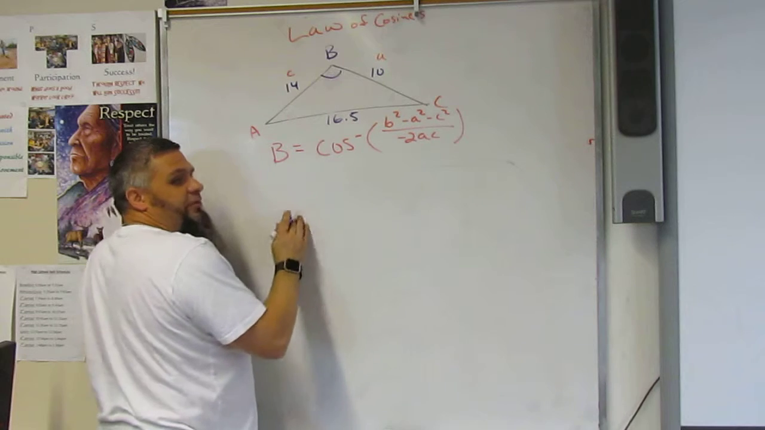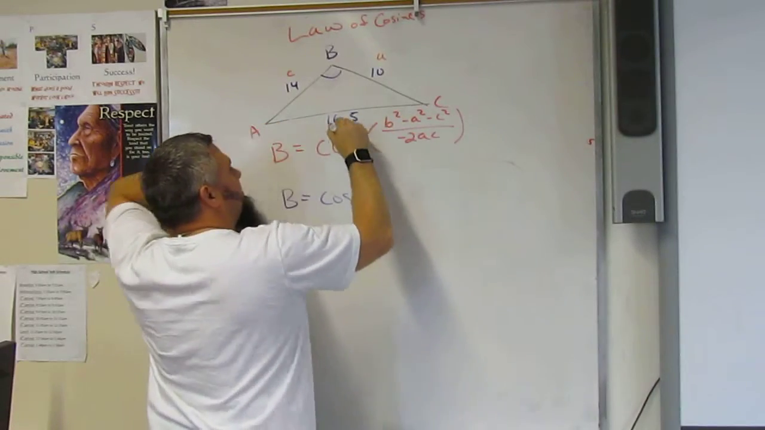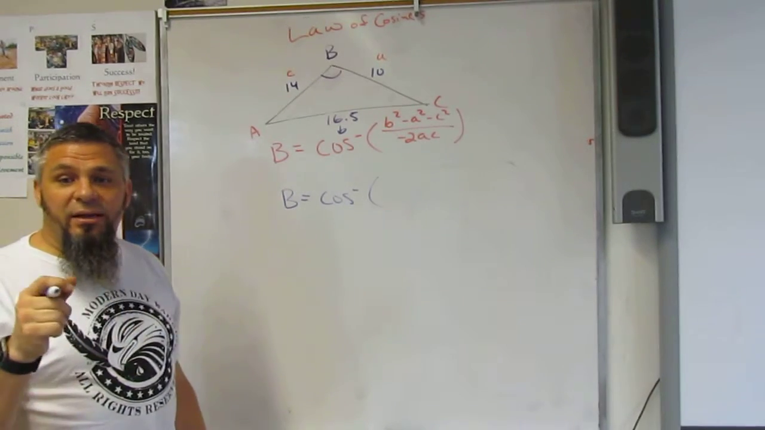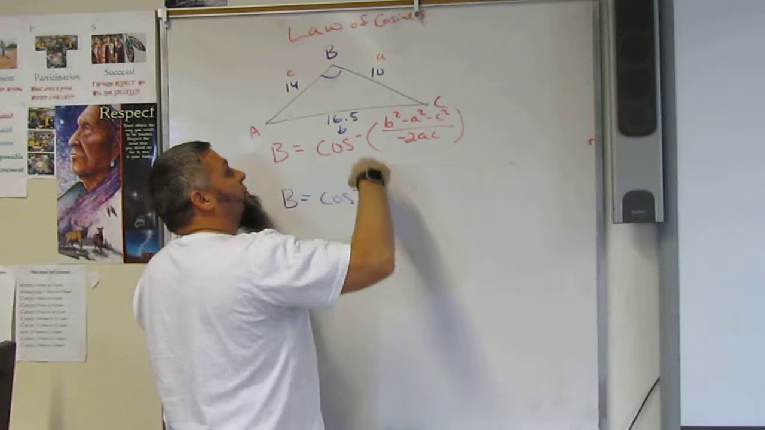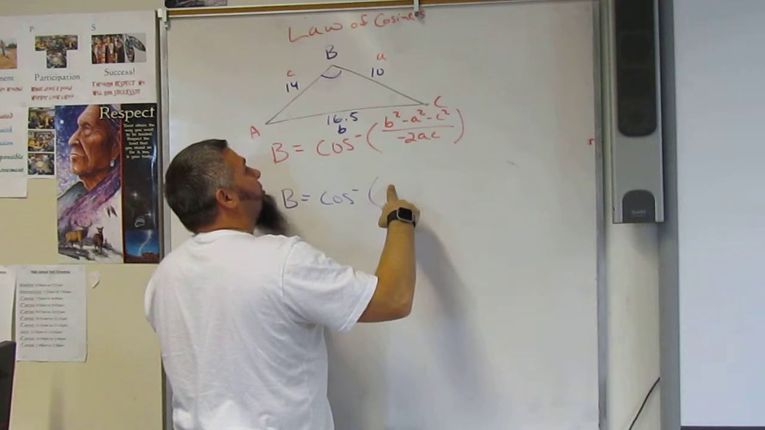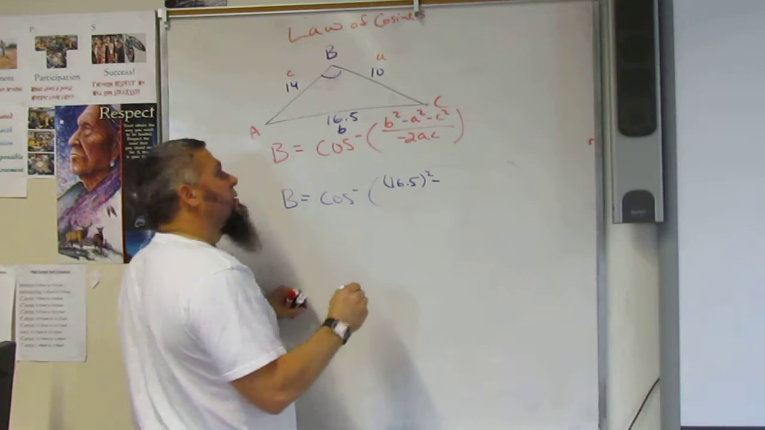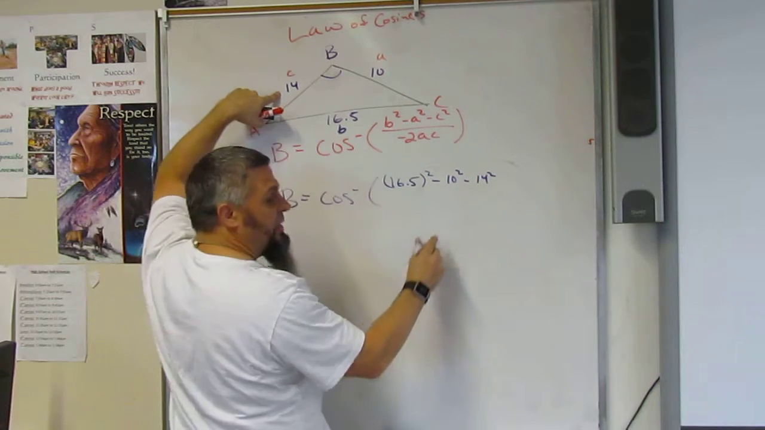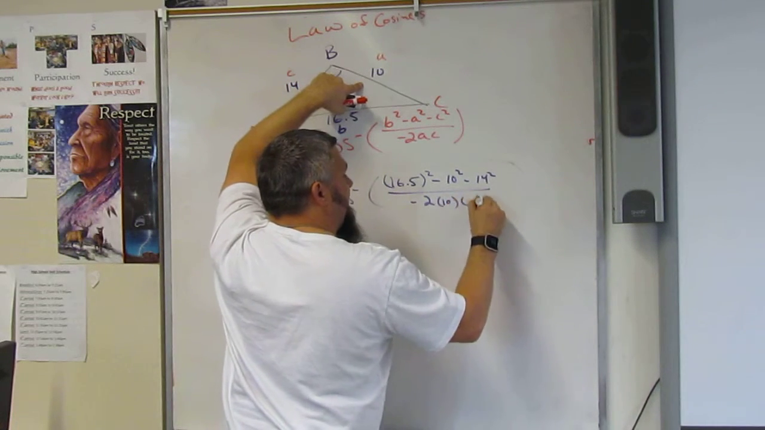I don't know this angle, so I'm looking for it. B is equal to the cosine inverse of B squared. This is B. Little b is always across from big B. Please stop, guys. You should be writing a lot. B is across from big B. And so we have B squared, which is 16.5 squared, minus A squared, 10 squared, minus C squared, which is 14 squared, right? Divided by negative 2 times A, which is 10, times 14.